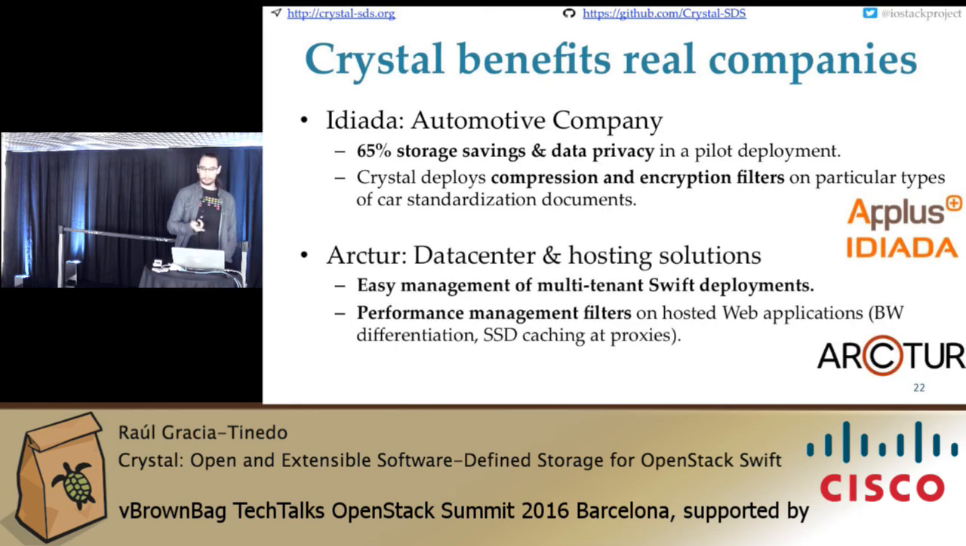Or, for example, we have also another use case, Artur, which is a Slovenian data center and hosting solutions provider. Crystal is helping Artur to manage the performance of web applications in multi-tenant Swift clusters. They are executing bandwidth differentiation filters and caching filters to differentiate the performance of different web applications.